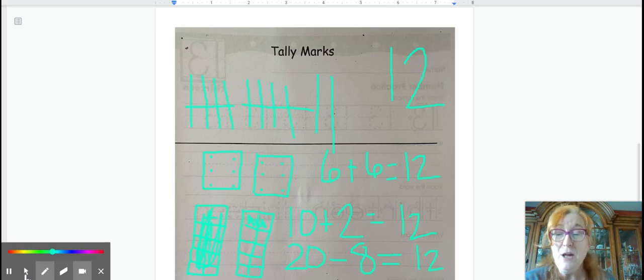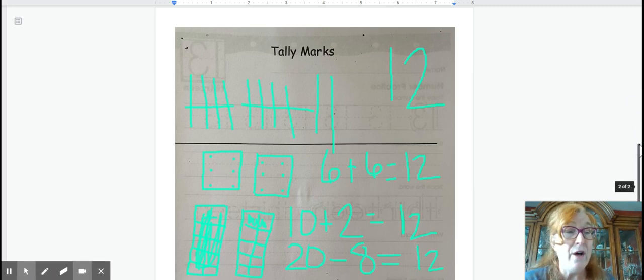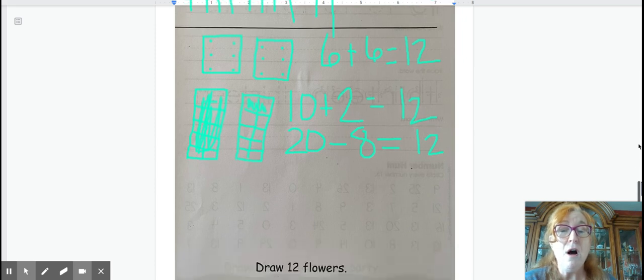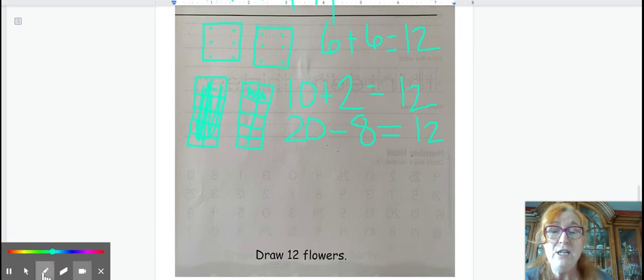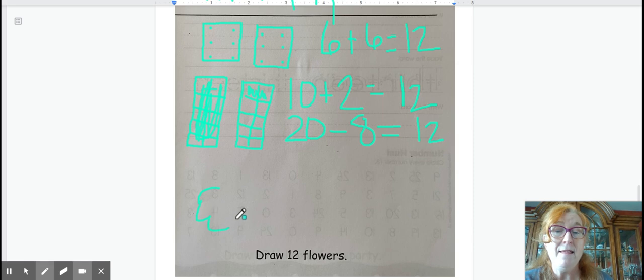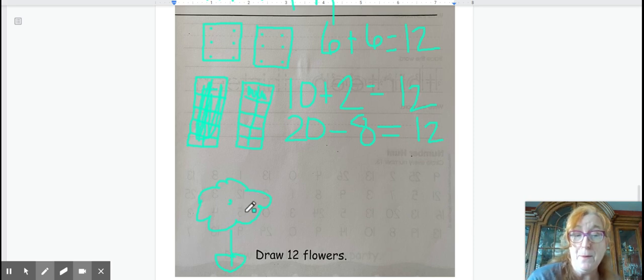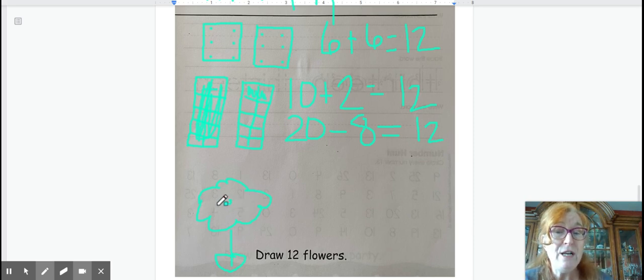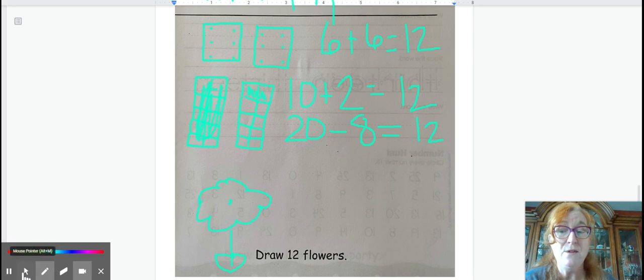Okay, so today you are challenged to draw 12 flowers. If you draw the flowers, you might want to make some fun math patterns in the flowers that could show 12 in different ways. Maybe you color 6 leaves pink and 6 leaves purple. Maybe you put different colored dots on the flowers and they add up to 12. So you can challenge yourself that way as well.